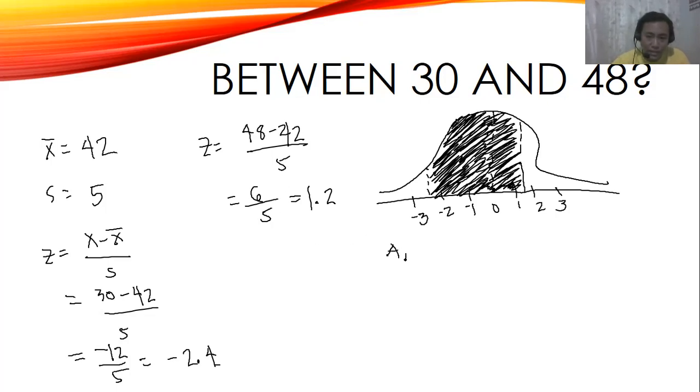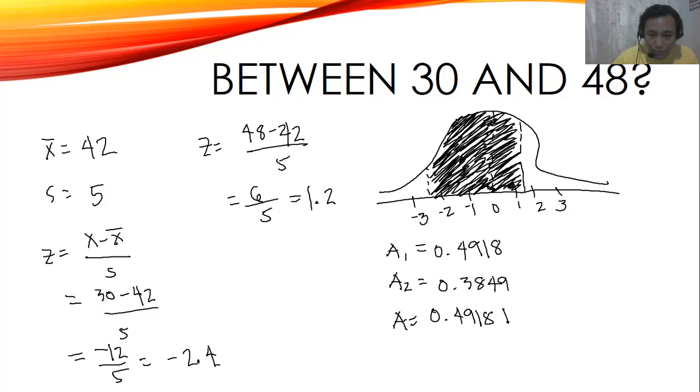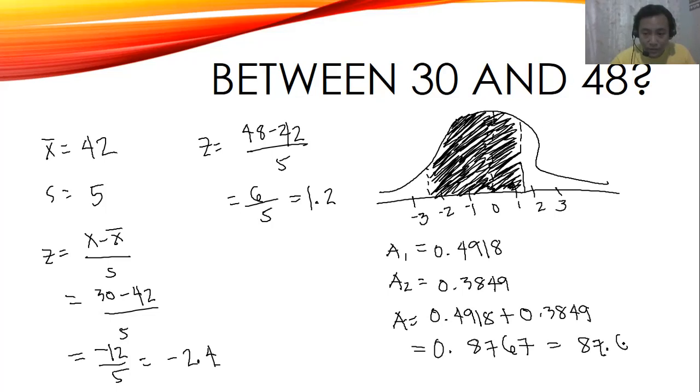But what are we going to add? First is, area sub 1 is yung negative 2.4. 2.4 is 0.4918. The area sub 2 is equal to yung 1.2 natin. 1.2 is 0.3849. Therefore, the area is equal to 0.4918 plus 0.3849. This is equal to 0.8767, and it is equal to 87.67%. Therefore, the area between 30 and 48 is 87.67%.